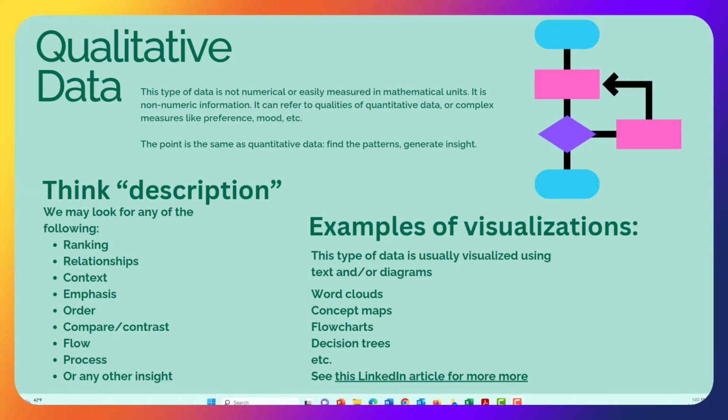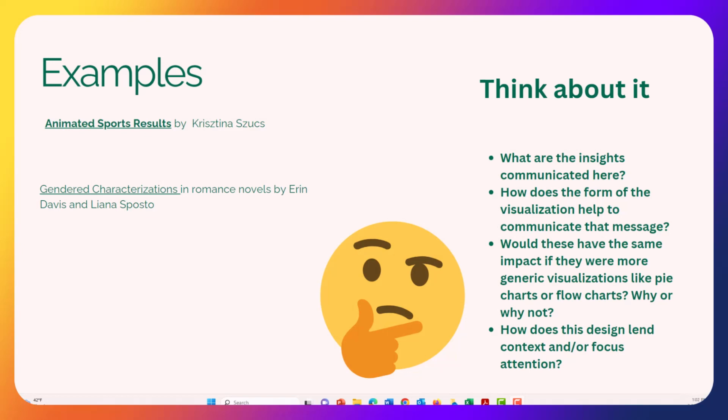Qualitative data is a bit harder to visualize. I like to think of this as converting text to visuals. We can use qualitative data to illustrate various types of relationships and patterns. Word clouds, concept maps, flowcharts, etc. are common qualitative data visualizations. The point of qualitative data visualization is the same as quantitative: to identify patterns, relationships, or trends and communicate these to a reader. Let's look at a couple of examples of data visualization.